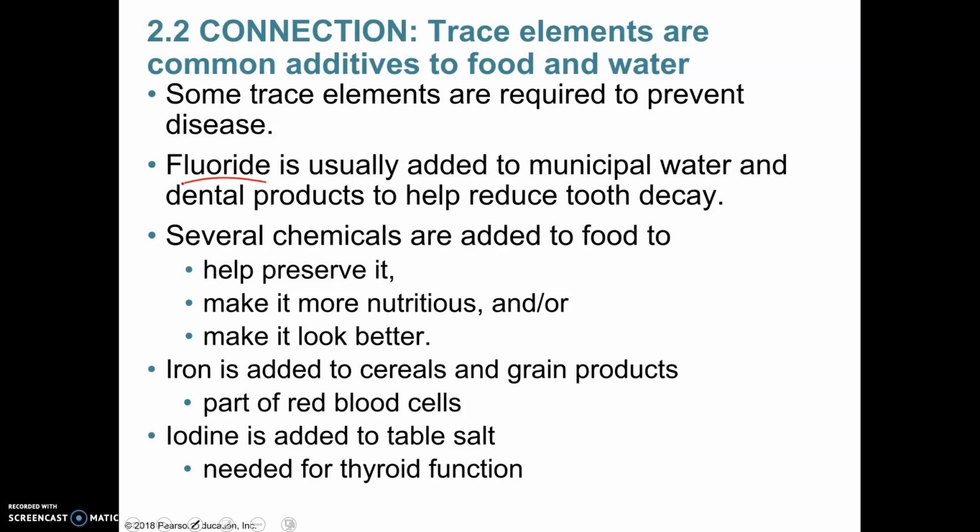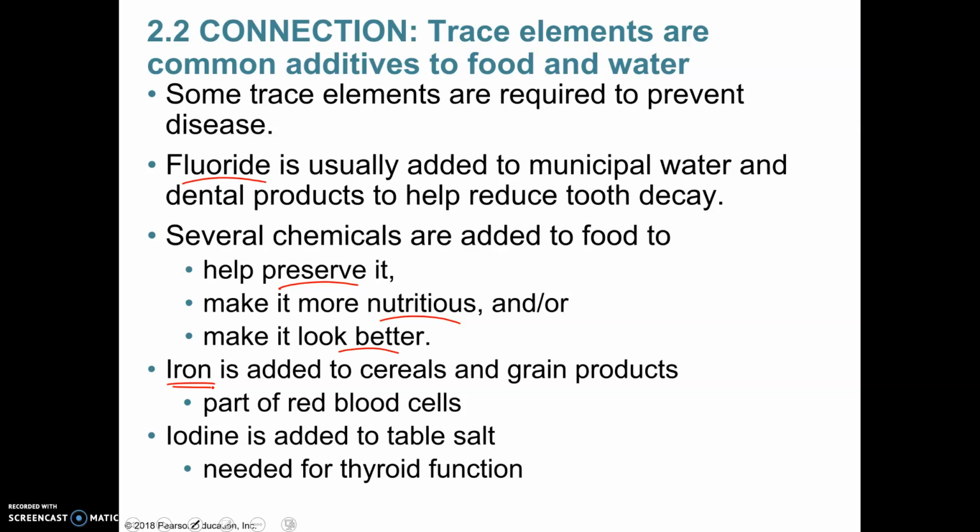Other chemicals are added to foods for various reasons. They might help preserve it. They might make it more nutritious, or they might just make it look better. But sometimes different chemicals are added, and sometimes it's not necessarily a bad thing. We think of chemicals being bad, but for example, iron is added. Most cereals and flour and grain products are what are called fortified.